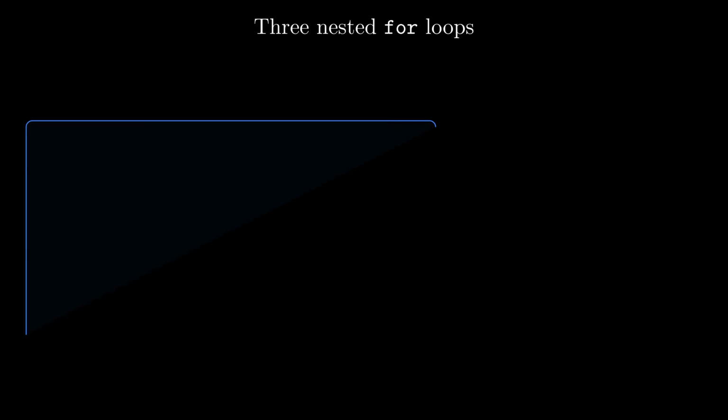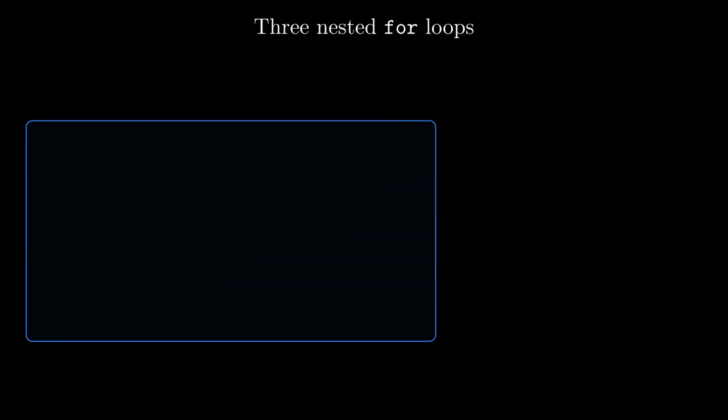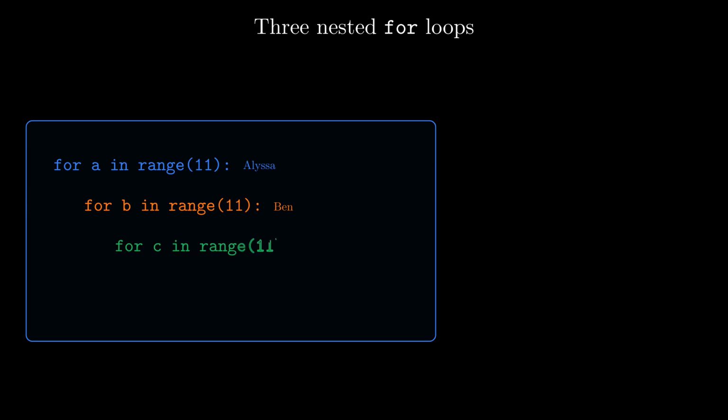First, we generate every possible combination of ticket counts using 3 nested for loops. The outer loop walks Elisa through 0, 1, 2, and so on. For each value of Elisa, the middle loop walks Ben through 0, 1, 2, and so on. And for each of those, the innermost loop walks Cindy through 0, 1, 2, and so on.